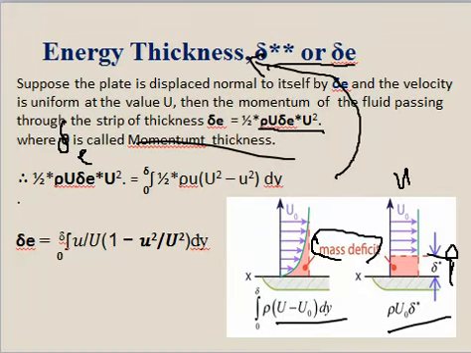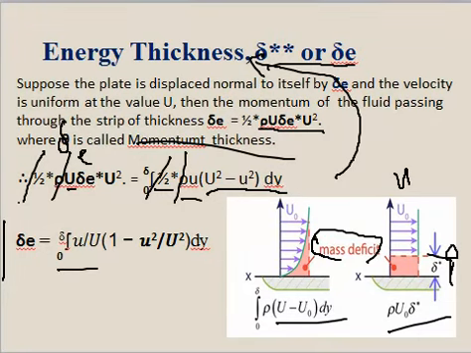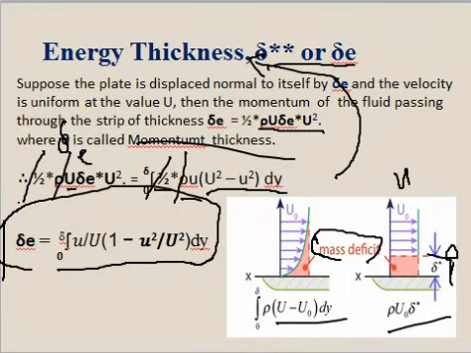So 1 by 2 rho into capital U del E into capital U square should equal integration 0 to del of 1 by 2 rho u (capital U square minus small u square) into dy. So finally you can cancel 1 by 2 from both sides, rho from both sides, and you can divide by capital U on the right side. So finally we will have the equation: the energy thickness del E equals integration 0 to del of u upon capital U into (1 minus u square upon capital U square) into dy. So this will be the equation for calculating the energy thickness del E.